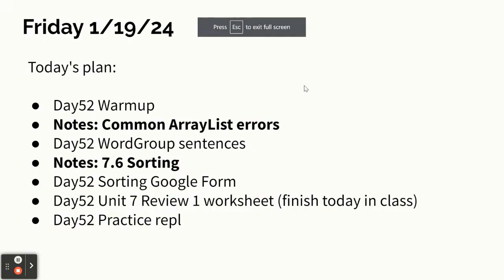Unit 7. Oh, here we go. We're going to do notes on common ArrayList errors, just a compilation of things. Then we're going to do a program that uses the word group class we wrote last time. And if you didn't write it, that's okay. I give it to you today. And then we're going to learn about sorting.